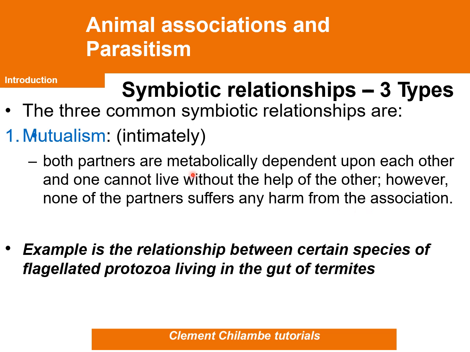This is when both partners are metabolically dependent upon each other and one cannot live without the help of the other. But the most key point, of course, the most important statement here that you also need to remember under mutualism, is that none of the partners suffers any harm from that association. It's mutual. Okay. So an example is the relationship between certain species of flagellated protozoa living in the gut of termites. Okay, there are so many examples that we can give, but for the sole purpose of this lecture, we are just going to give this one example of mutualism.